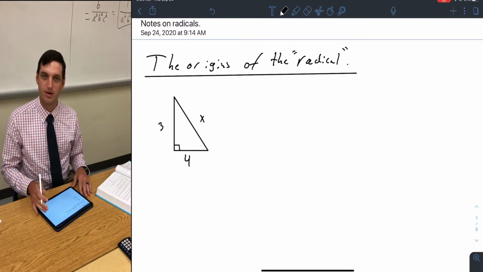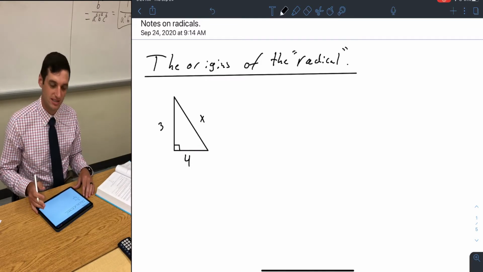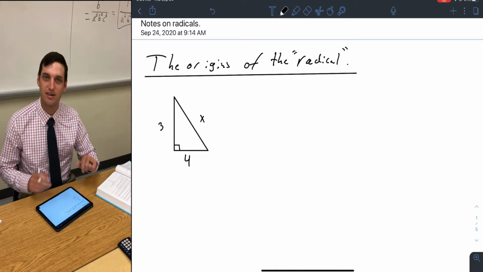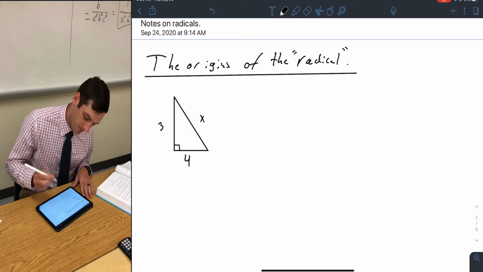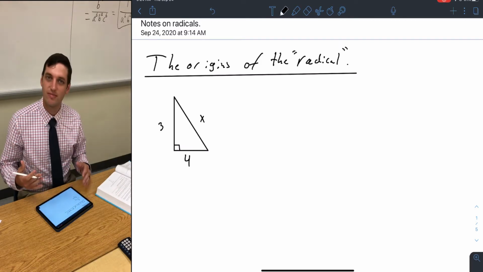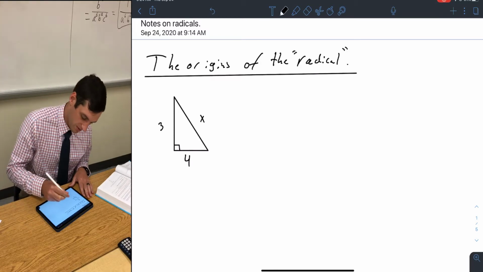Some of you are probably already screaming at your screen, saying that you know exactly how to find that x. Well, good. I'm glad you know how to find that x. But the reason that I'm going over this is because it'll lead us into radicals, what they are.